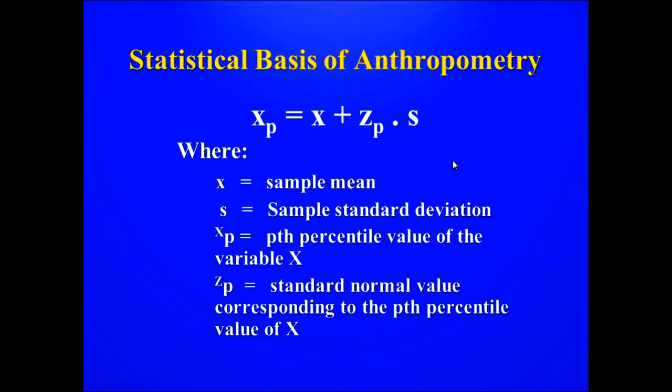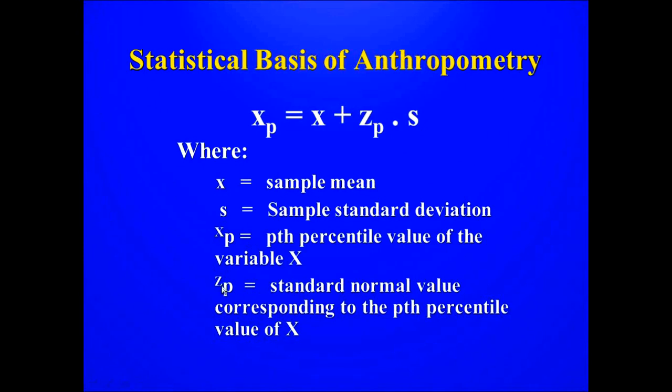Statistical basis of anthropometry. This is something that I would give you in a test, but you should know and you should memorize, because if you have it memorized, you'll understand how the concepts work, and it's very easy to work out the solutions. X is your sample mean, S is your sample standard deviation, X sub P is that percentile value of the variable X that we're looking at. So in this case here, we may be looking at a 90th percentile individual, a 50th percentile individual, and so on. The Z sub P, that's your standard normal value, corresponding to that percentile value of X.